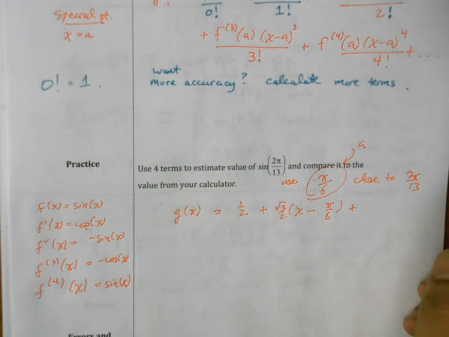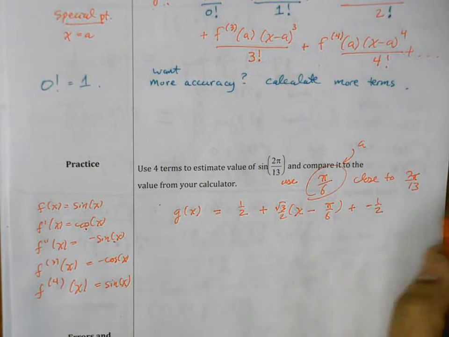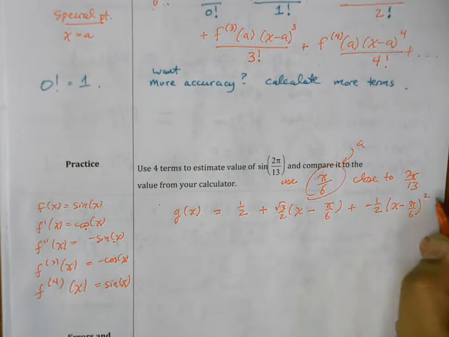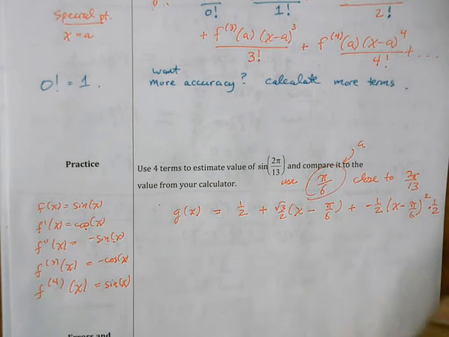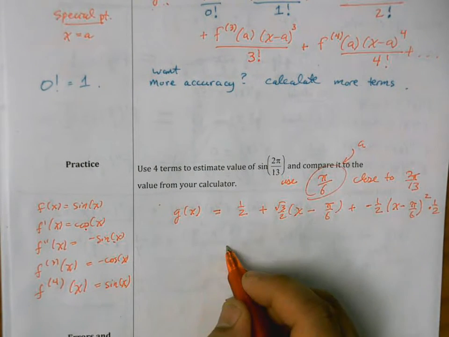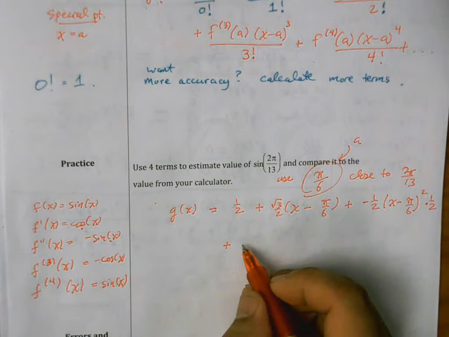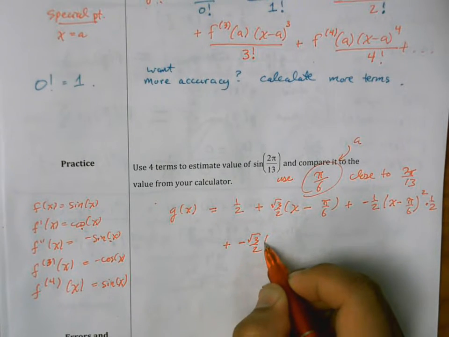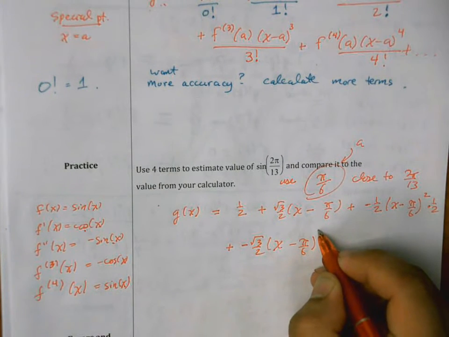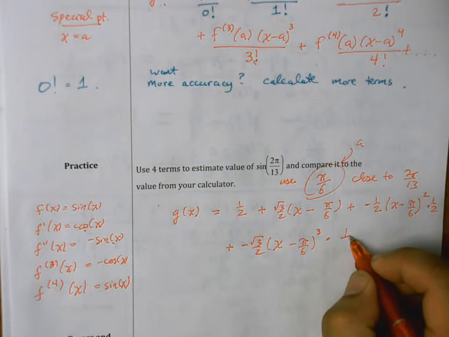Plus the second derivative, so negative sine at pi over 6, or negative 1/2, times x minus pi over 6 squared times 1/2. That's the division by 2. So we have 1 term, 2 terms, 3 terms, plus the third derivative, which is negative cosine, or negative root 3 over 2, times x minus pi over 6 raised to the third power, times 1 over 3 factorial, which is 1 over 6.